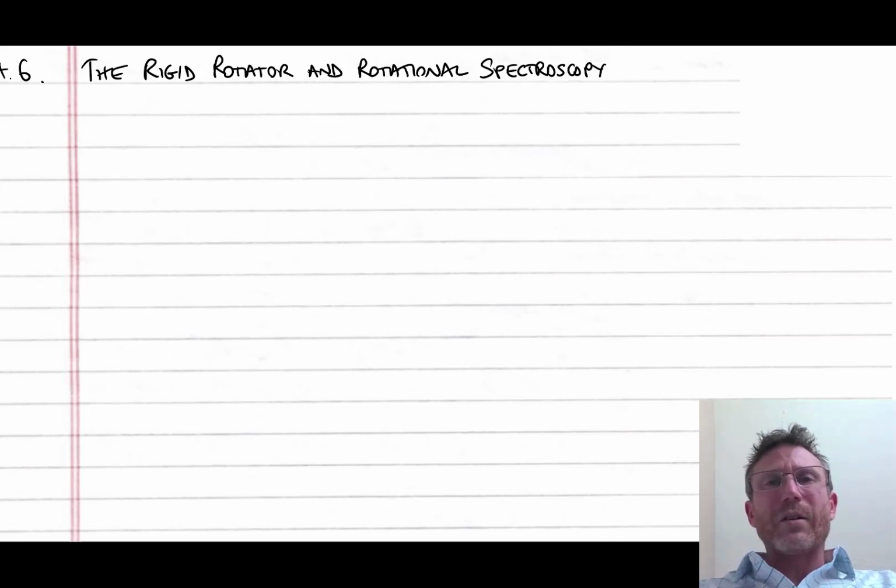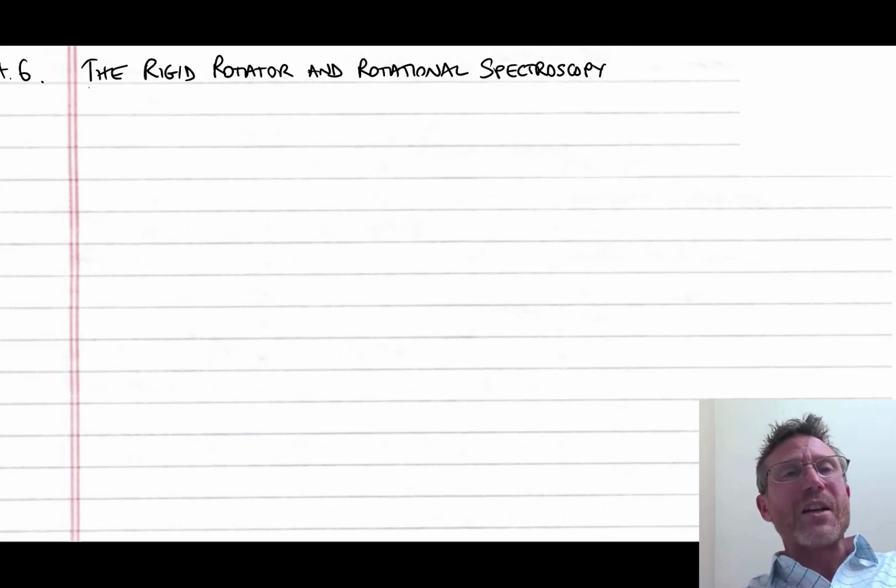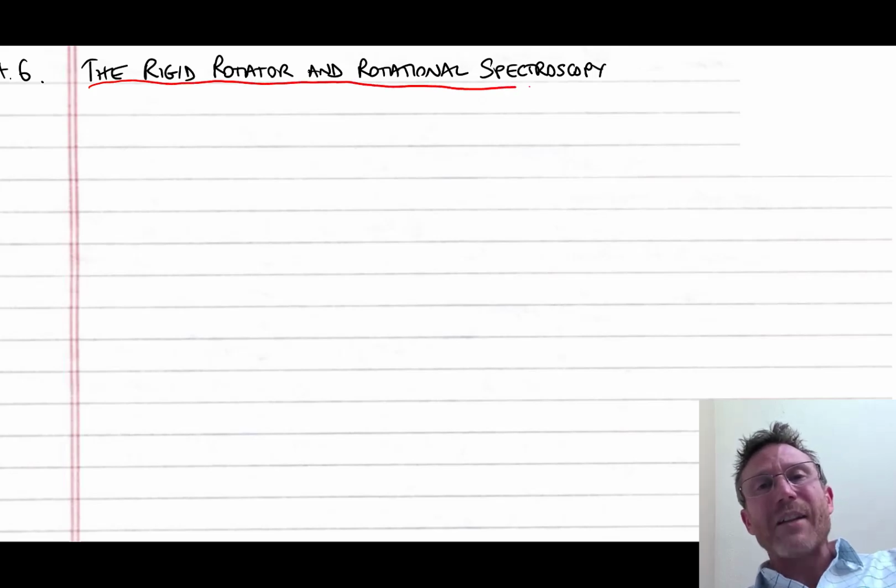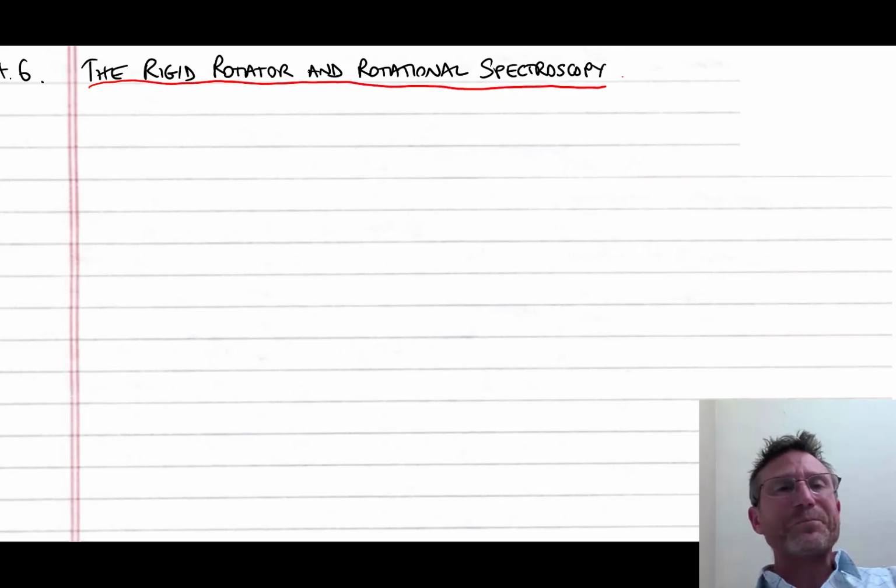We're continuing our course on quantum mechanics. So now we've got through a description and an introduction of the way of taking Cartesian coordinates and moving them into spherical coordinates. We're now going to look at chapter 6 of Donald McQuarrie's book on quantum mechanics. Chapter 6 is called The Rigid Rotator and Rotational Spectroscopy.